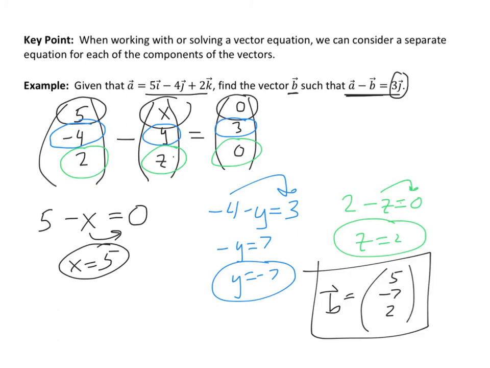So the idea here is when you've got a vector equation, when you've got one vector plus another vector equals another vector, what I want you to realize is, hey, I can really just take this thing and split this into 3 separate component equations and then solve each of those, maybe using systems, maybe just doing an easy thing like this. So I hope that made sense. We're going to go through several more examples of this, and then we're even going to see how this connects to parallel vectors right at the end of the video.